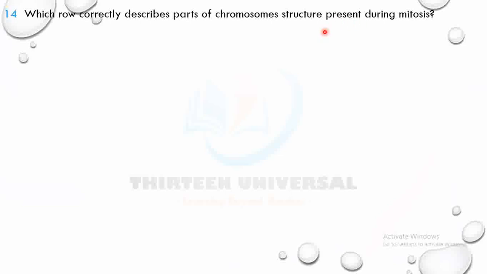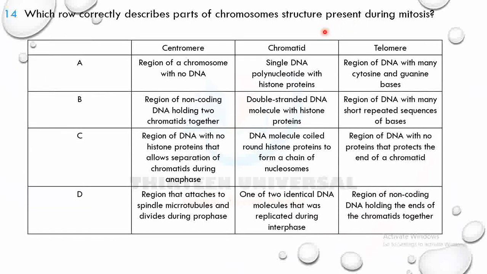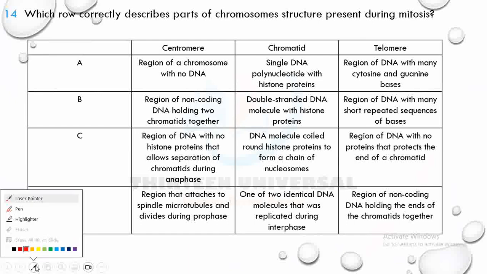Present during mitosis. Okay, which correctly describes it? Pause the video and try it. So region of centromere, let's look at A. Region of a chromosome. Okay, let me get the pen. Let's tick it out.